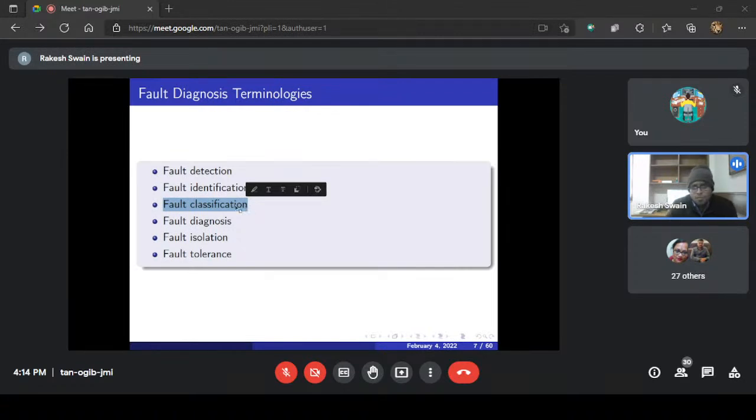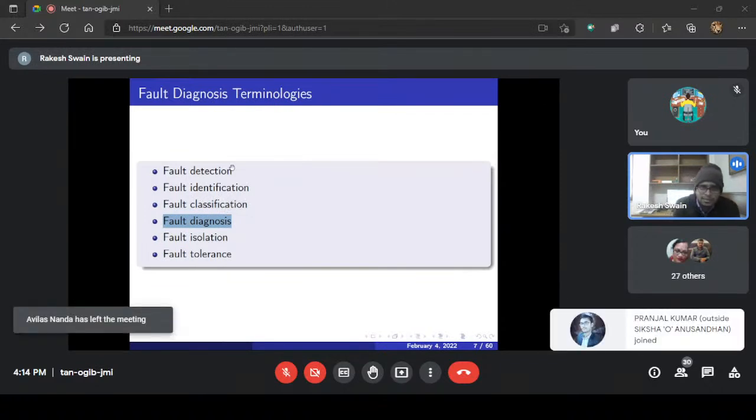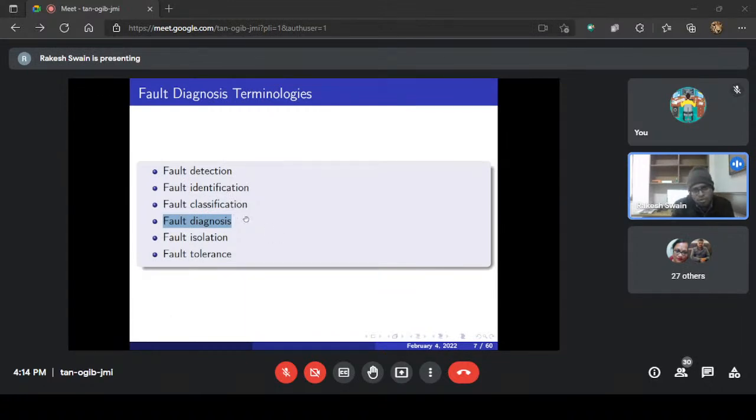Then after that, you have to go to the fault diagnosis. So here the fault diagnosis is nothing but the combination of all: the detection, identification, and classification. We have to detect the presence of the fault, we can identify the fault, and we can classify the fault. So that is nothing but the diagnosis of the fault. After the diagnosis, we go to the prevention, that is either the isolation or the tolerance technique.